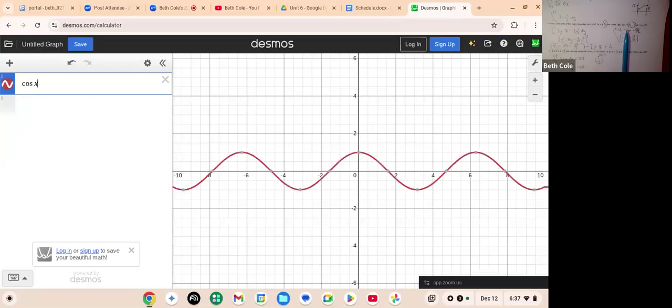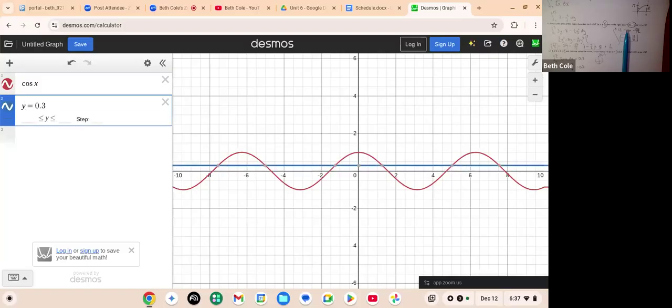If you are in a class where you have to change to degrees, though, make sure that you change it back. All right, so I'm going to type cosine of x and then y equals 0.3. If you just type 0.3, it won't show up. You have to put y equals to make the line show up in there. Now, there's a whole awful lot of intersections. I know it's this one because it said in the problem k had to be between 0 and pi over 2. So I know it's going to be this first one here. So this is our answer, 1.266.